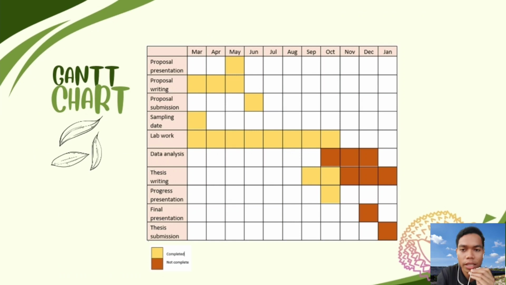So this is my Gantt chart and my project progress is 70%. I'm doing data analysis and then writing.